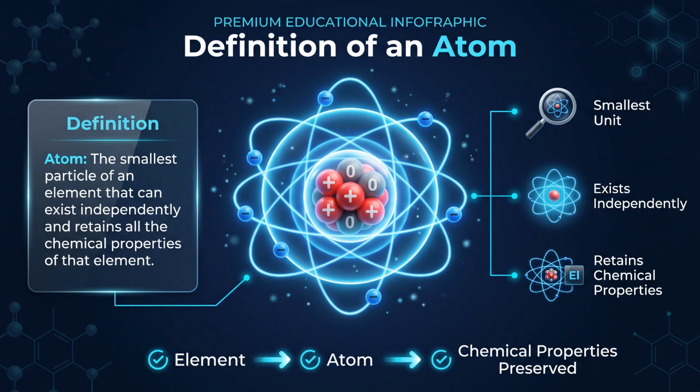When you take an element and break it all the way down to a single atom, its unique chemical properties are perfectly preserved, tied together by the beautifully detailed 3D model of the atom in the center. This infographic reminds us that this tiny, independent unit is the ultimate building block of our chemical universe.